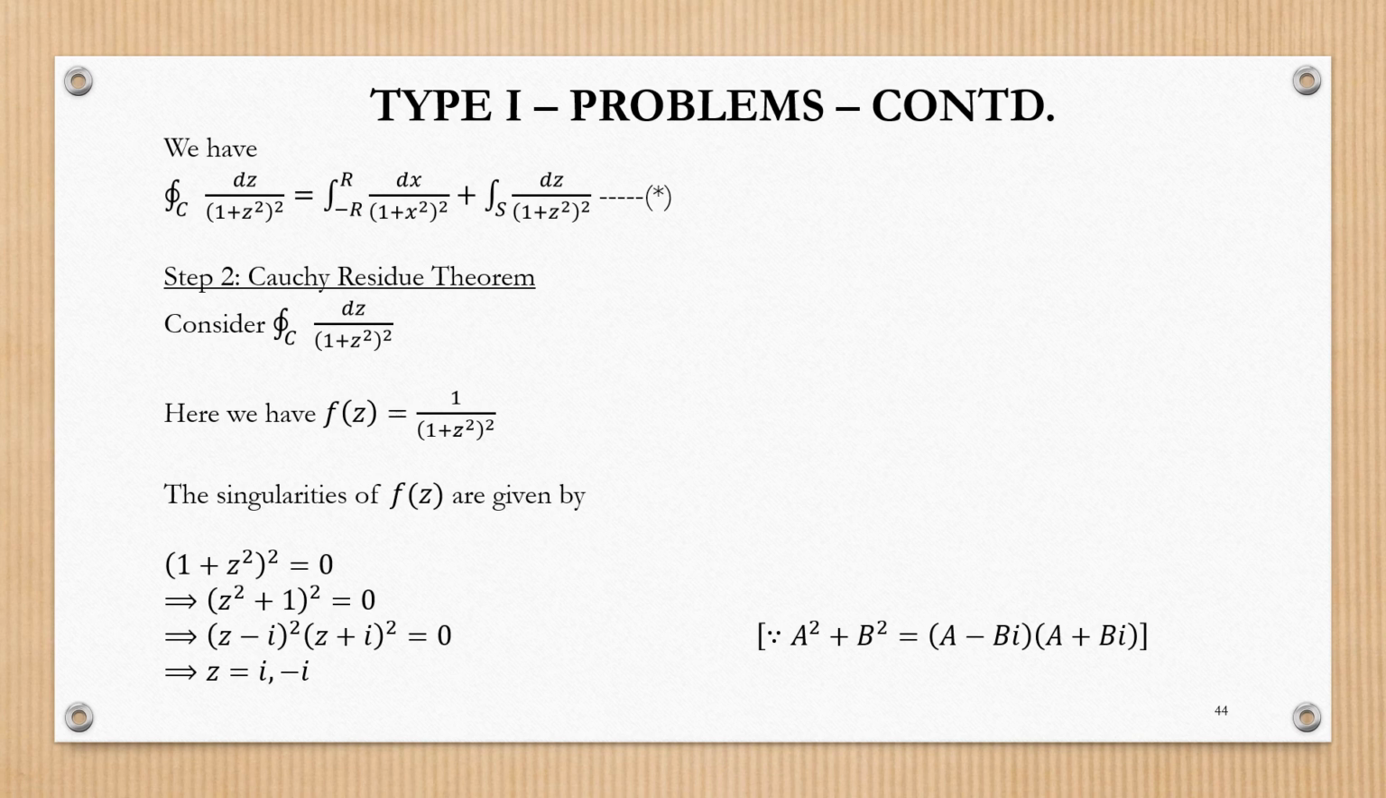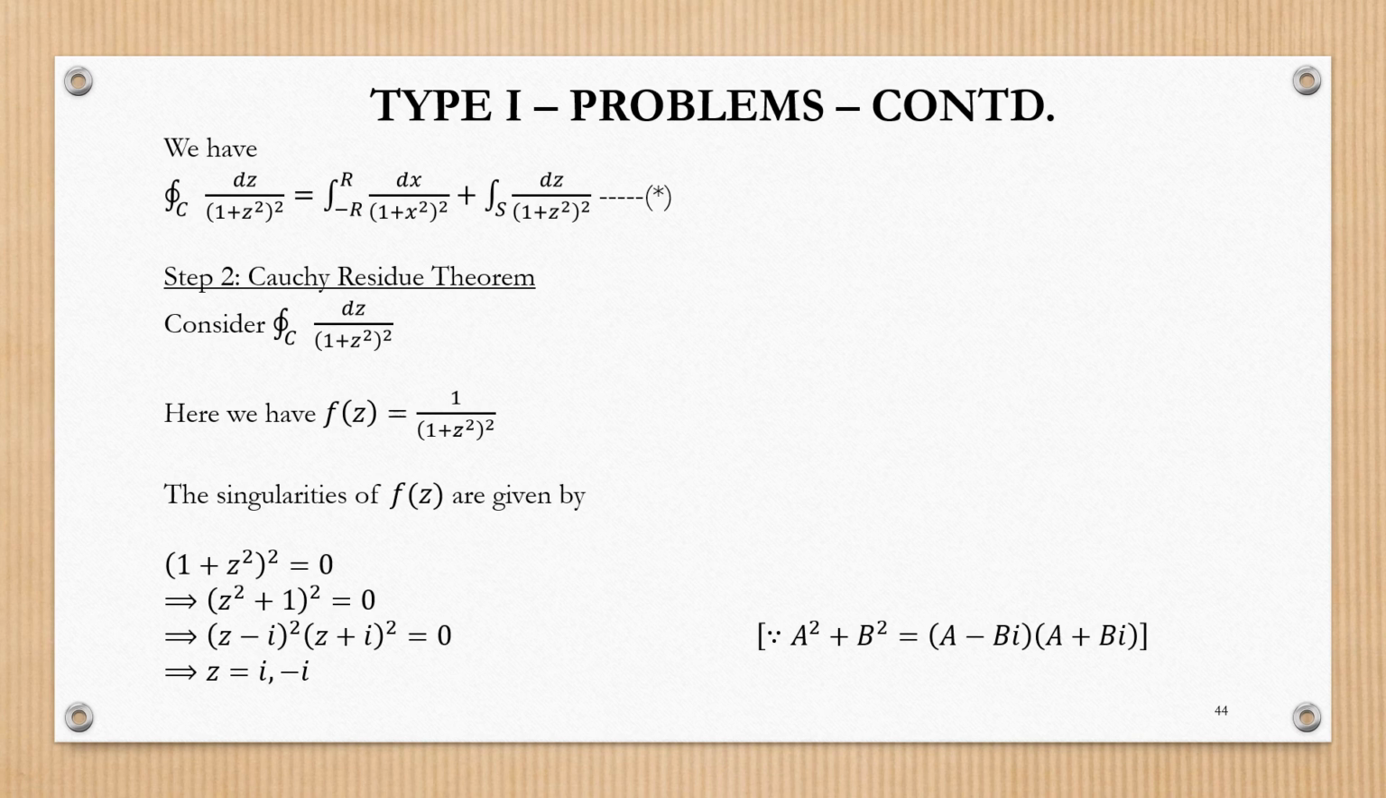using Cauchy residue theorem. The function here is f of z equal to 1 divided by (1 plus z square) the whole square. The singularities of this function are given by (1 plus z square) the whole square equal to 0. 1 plus z square can be rewritten as z square plus 1, which can be factorized as (z minus i) into (z plus i). Because we have the whole square, we have (z minus i) the whole square into (z plus i) the whole square equal to 0. By equating the factors to 0, we get z equal to i and z equal to minus i.